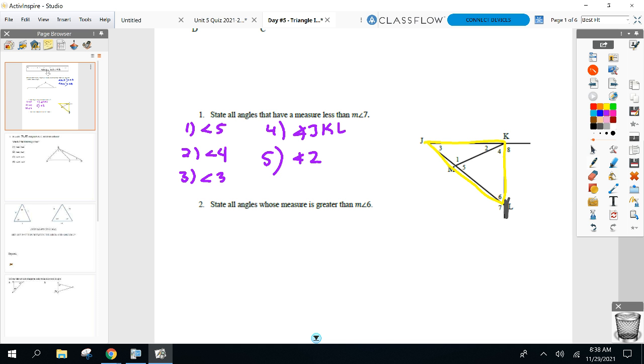Give me all the angles that are greater than 6 now. And there are 2 answers I'm looking for. Find them. State all the angles greater than 6. There's 2 angles that are greater than 6. Find them.